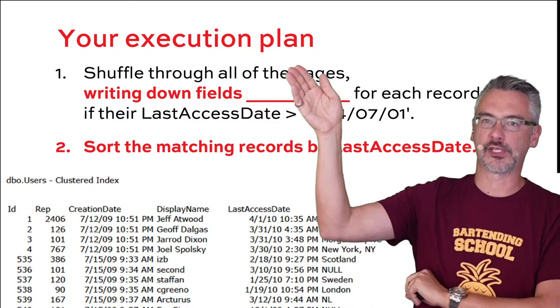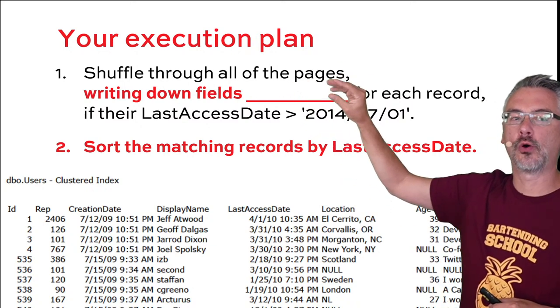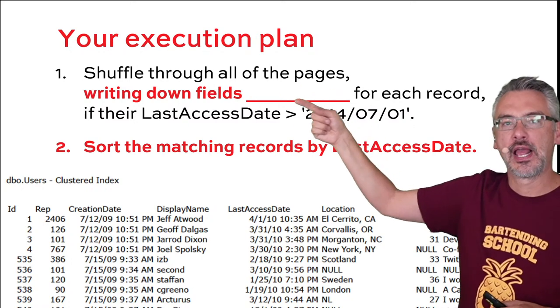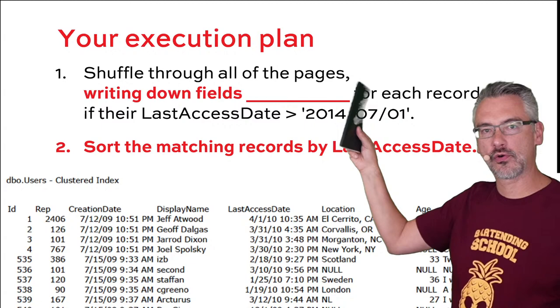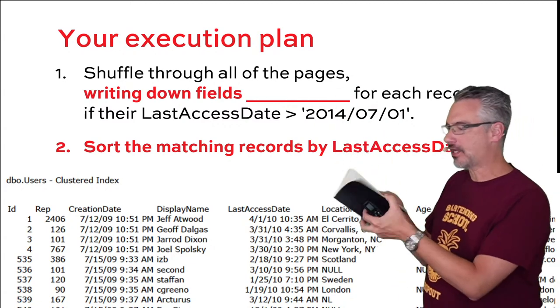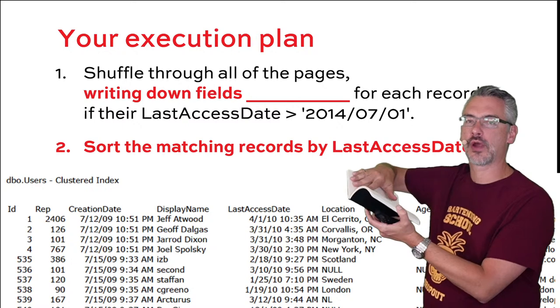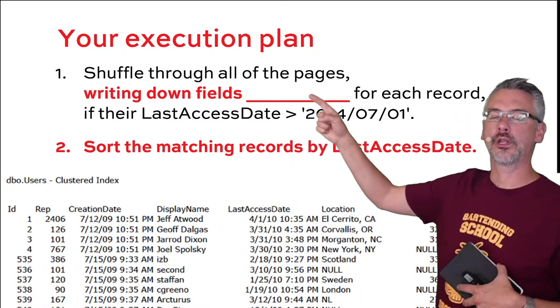What we're going to do is read through all of the pages, and whenever we find rows that match, we're going to write something down. We're going to grab ourselves a scratch pad, and every time we find a matching row, we're going to write something down on our scratch pad. Here's the next question. What are you writing down?